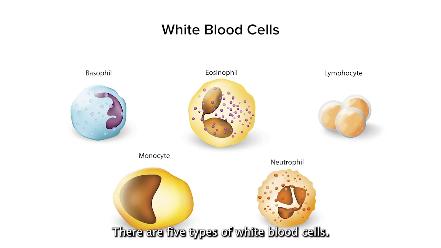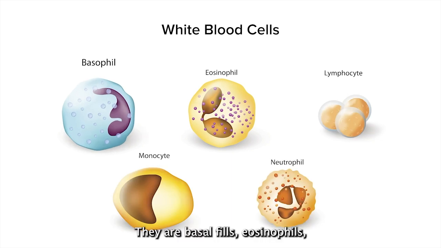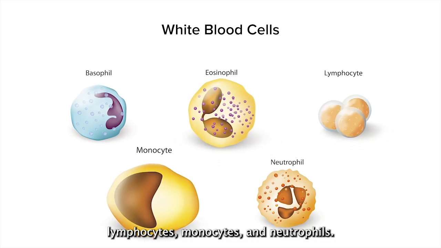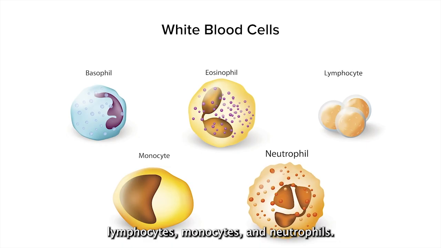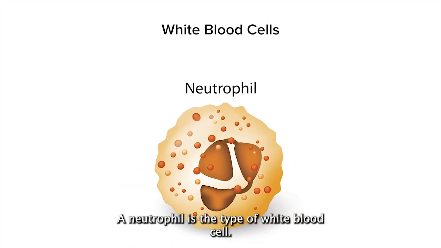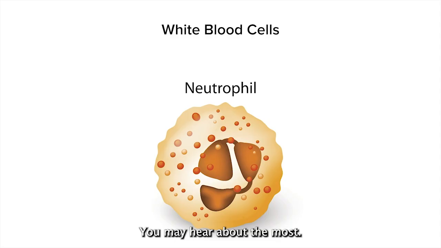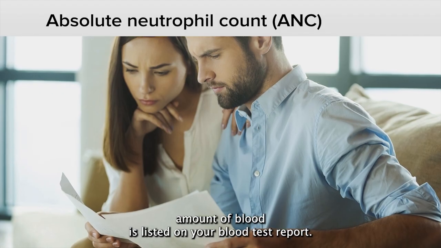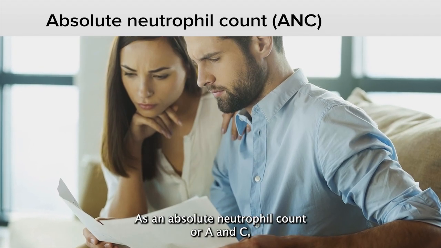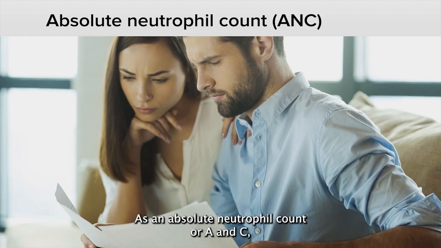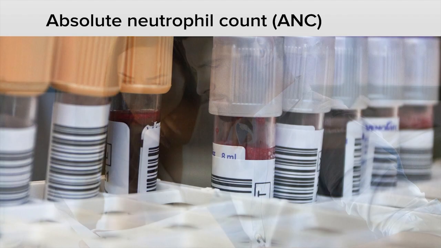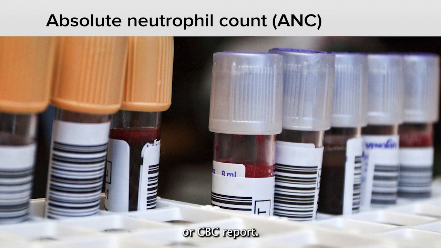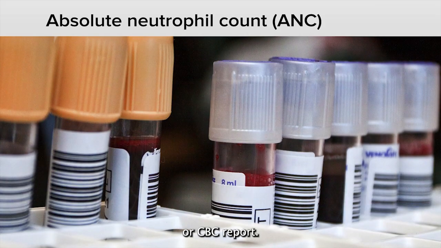There are 5 types of white blood cells. They are basophils, eosinophils, lymphocytes, monocytes, and neutrophils. A neutrophil is the type of white blood cell you may hear about the most. The number of neutrophils you have in a certain amount of blood is listed on your blood test report as an absolute neutrophil count, or ANC. Your ANC results may be found on your complete blood count, or CBC, report.